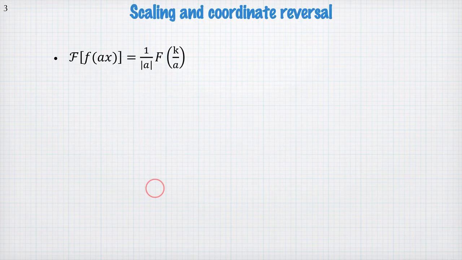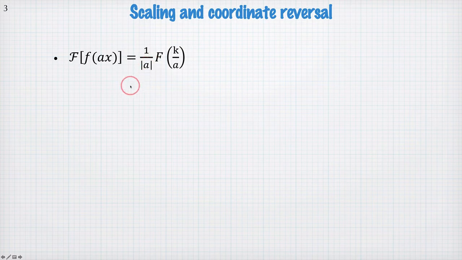A second property is scaling and coordinate reversal. These two are closely related, as we'll see. So scaling, what I mean here is that if we have some function of x, and we multiply x by a, so we're scaling the coordinate by some factor of a, then the Fourier transform is also scaled. In the frequency or Fourier domain here, which is k, going from x to k, the k coordinate is scaled by 1/a, and the magnitude of the Fourier transform is scaled by 1 on the absolute value of a.